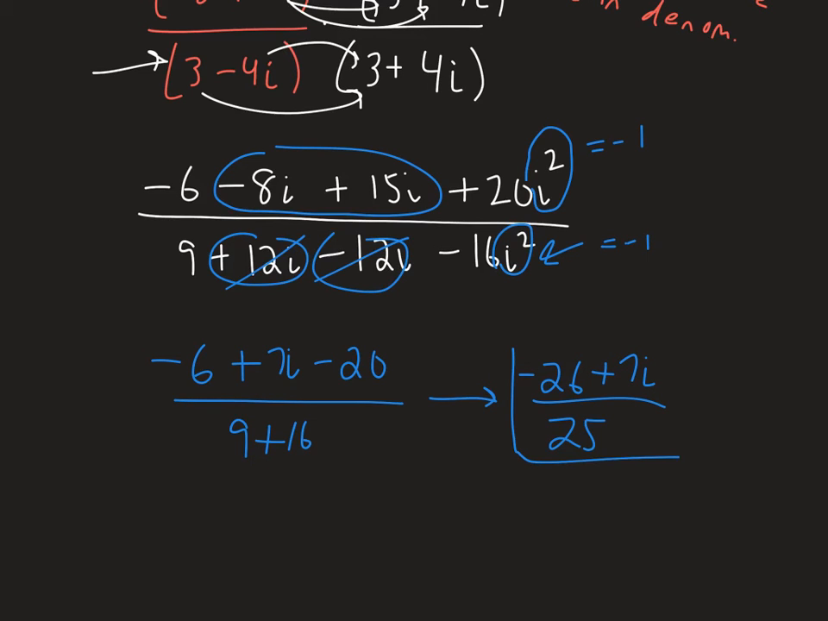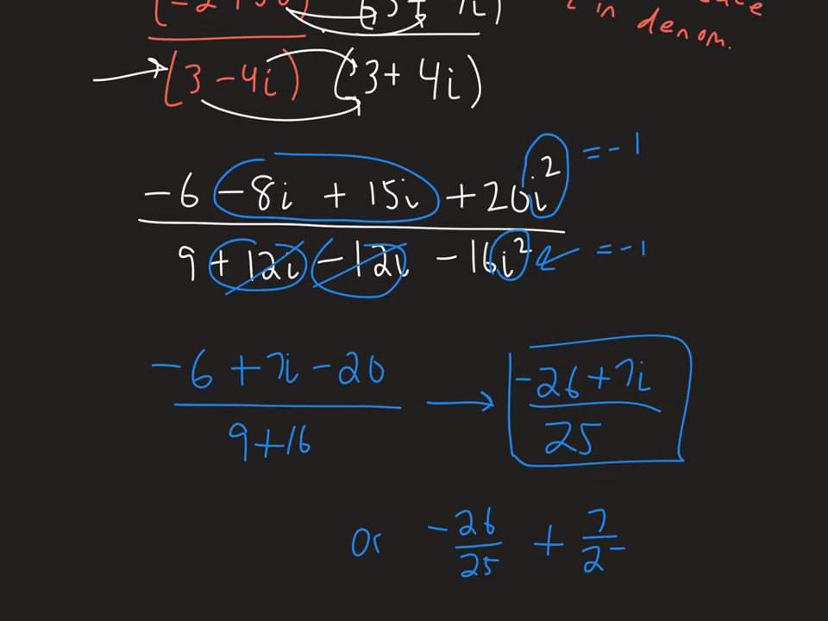Okay, so we could either leave the final answer that way, or it might be better to have it in standard form where you actually split it up and you have a real part, negative 26 over 25, plus, I'm basically dividing both terms by the 25. And now it's in that standard form where it looks like some number plus b times i. Okay, and that's really it for the complex numbers.